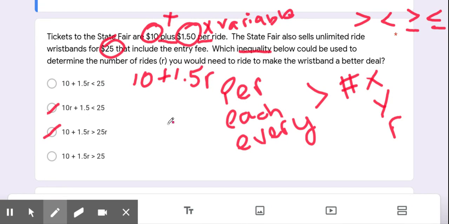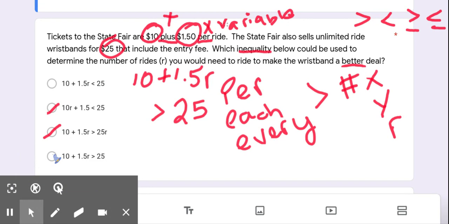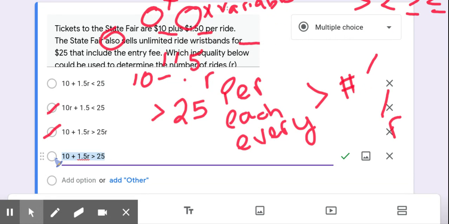Now I need to know if it's less than or greater than. So let's look at what we need: the number of rides you would need to make the wristband a better deal. I want the wristband to be a better deal. That means I want the wristband to be less money, because to have a better deal, I want less money, right? So that means less than. The arrow needs to point at the 25. The 25 should be what the arrow is pointing at, and that's going to give you D. See, correct answer, check.